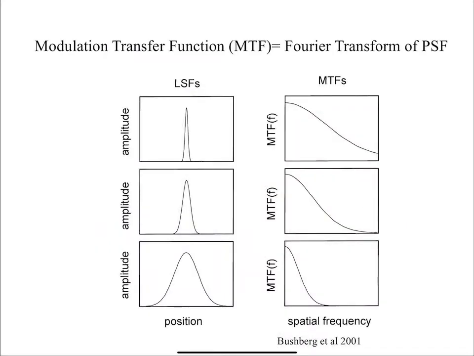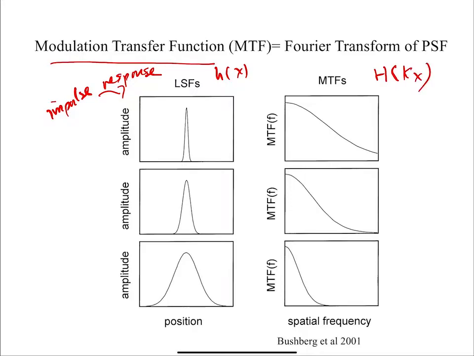So one concept that we've talked about that you've heard in lecture is the modulation transfer function. Essentially, this is when we take the impulse response. So these are all impulse responses. In general, we might have h of x, and then the modulation transfer function will be denoted h of kx. Okay? And here, once again, we see the scaling theorem: as we get broader in one domain, we get narrower in the other domain.